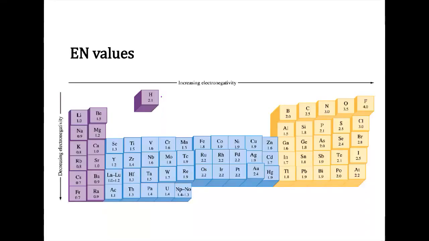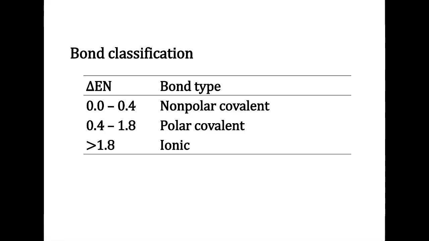All right, so now what we want to do is start to use electronegativity values to actually classify bonds. One of the things we do want to point out is that we are going to assign bonds as either being nonpolar covalent, polar covalent, or ionic.